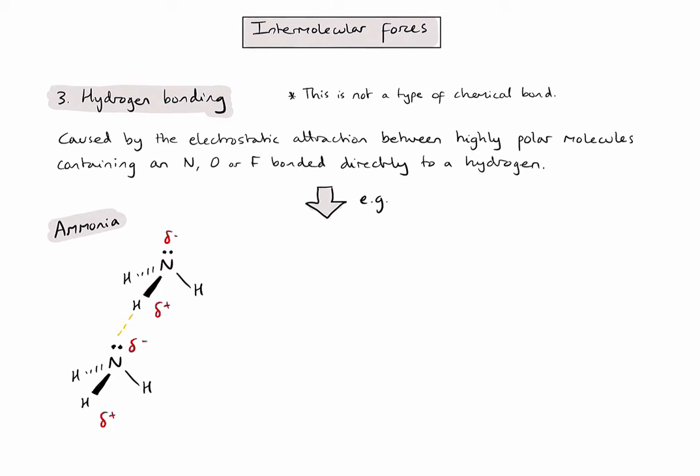A second example might be 2 molecules of hydrogen fluoride. And again, this is categorized as hydrogen bonding because fluorine is very small and very electronegative, so we have a very polar molecule. We also have, in this case, 3 lone pairs of electrons on the fluorine, making its partial negative charge even stronger. The final example we might look at is water.